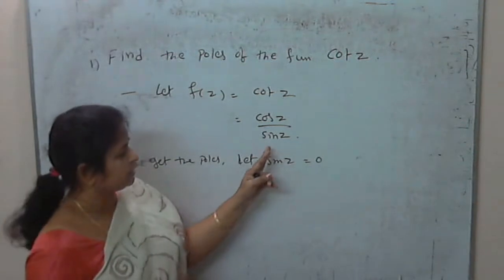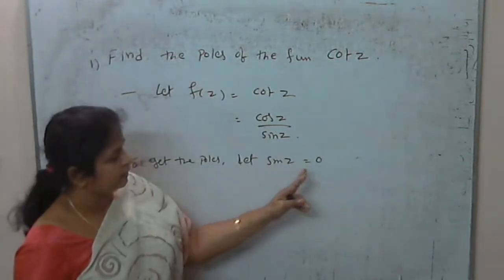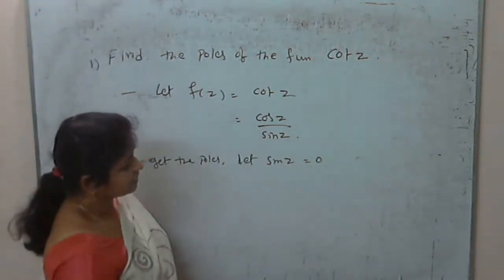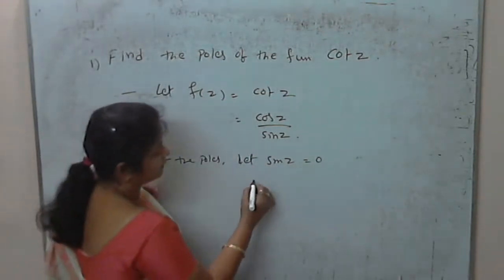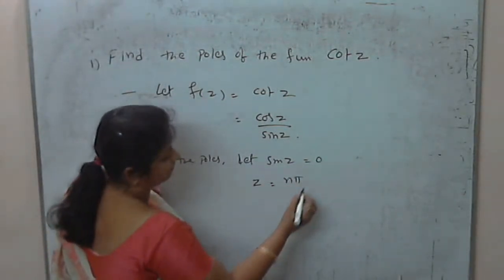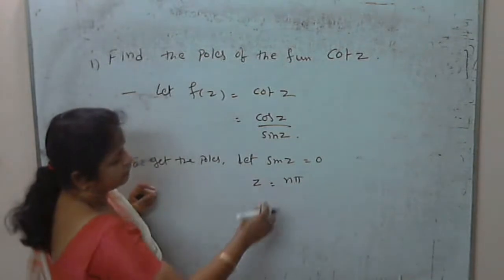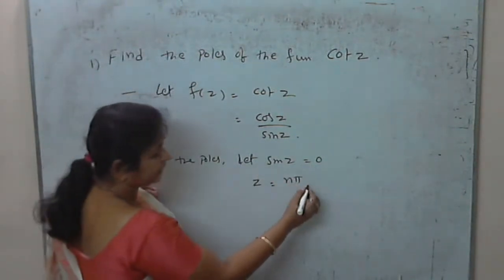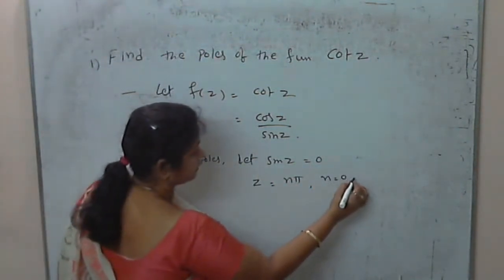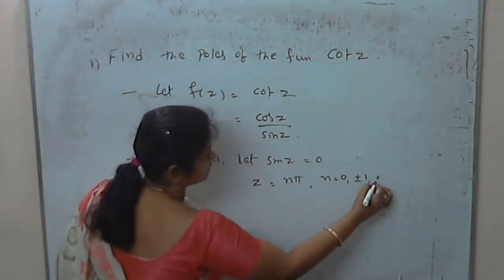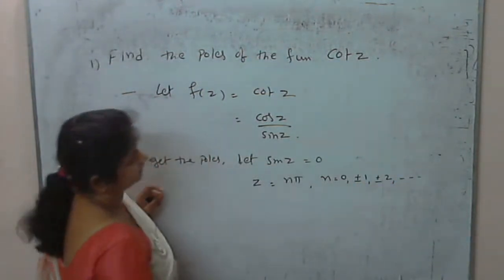What is the denominator here? Sin z. So sin z equal to 0. In which case is sin z 0? If z equal to n pi, then sin z is always 0. If z equal to n pi, n equal to 0, plus or minus 1, plus or minus 2, and so on.